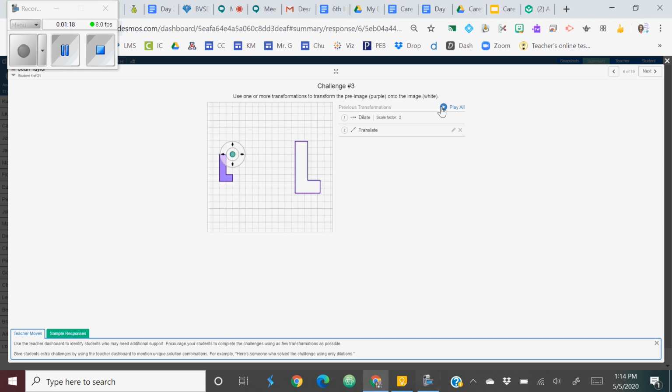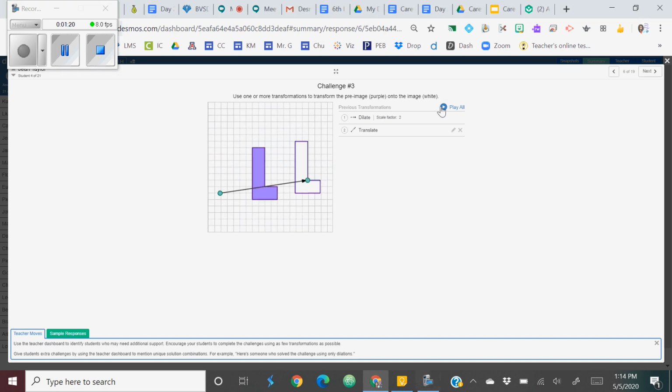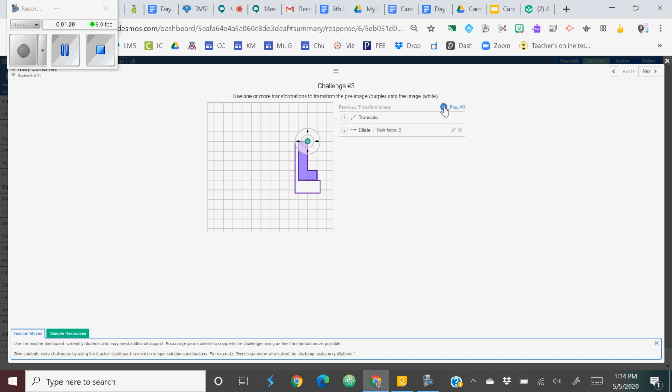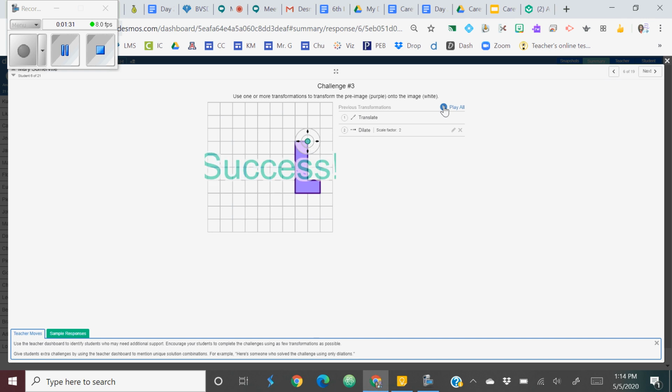And here's a pretty common solution: dilate, then translate. And as you probably guessed, some people did translate, then dilate. It's interesting. I usually do the dilate first, and if you look at the class results, you'll see people have a tendency to go one way versus the other.